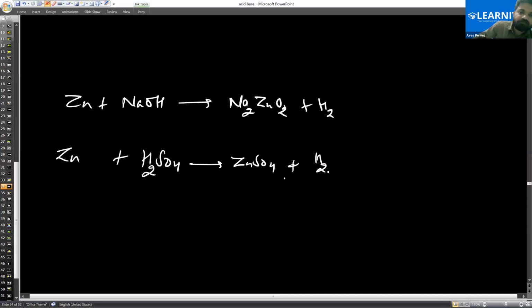Sir, what if it reacts with a metal less reactive than hydrogen? Then there will be no reaction, like what happens with copper and H2SO4. So it will not show this property. It is a displacement reaction, so that's why.